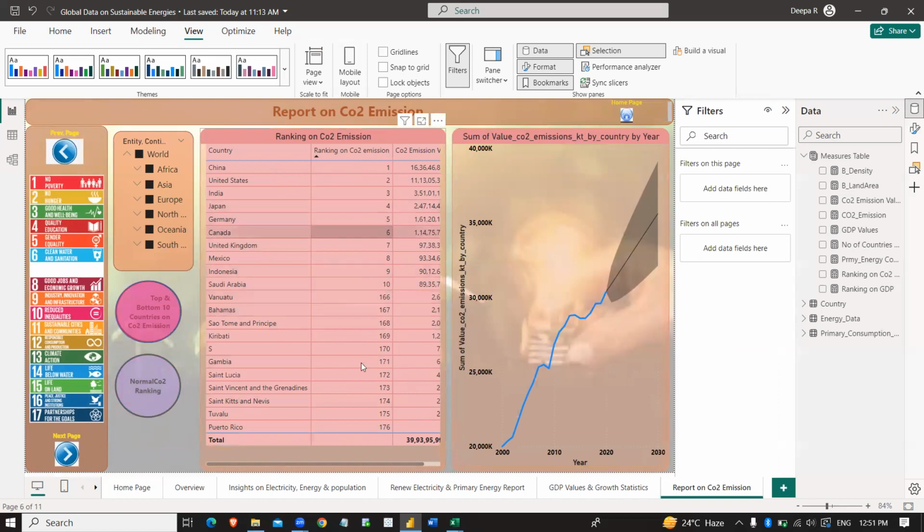Okay, so here I've tried to show you these things according to the top 10 countries and the bottom 10 countries which are releasing the CO2 emission. And for that also I have even kept the slicer here so that you can check according to the continents or according to the countries. Okay, so let me move on to the next page.